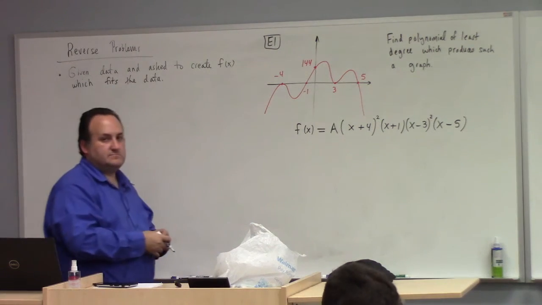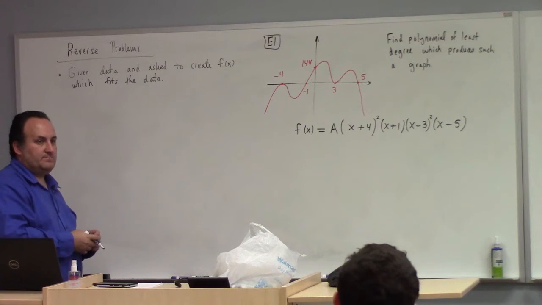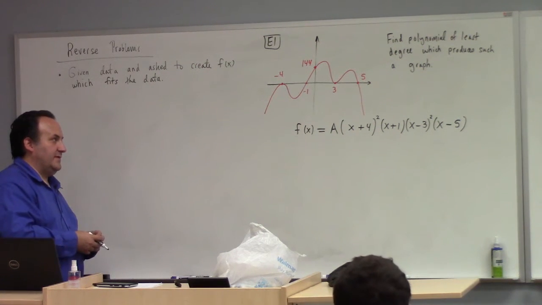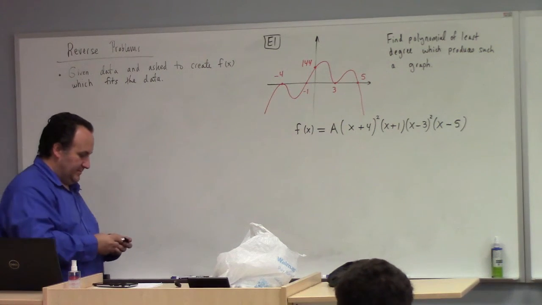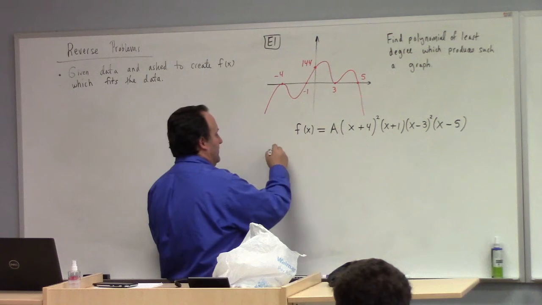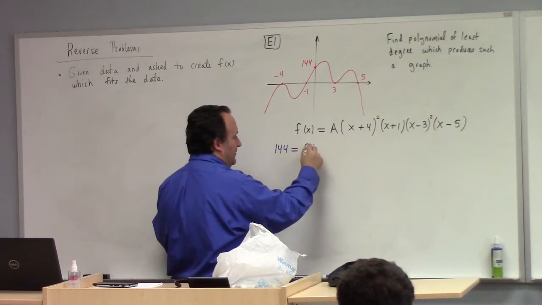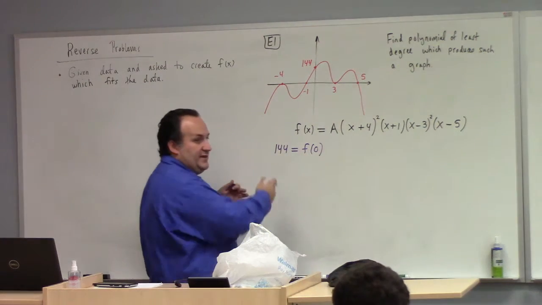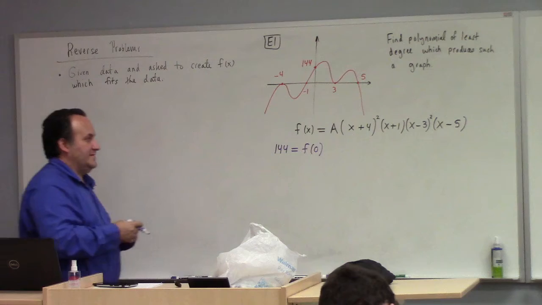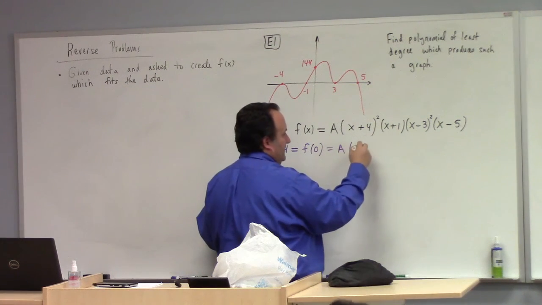That will work. Now, we need to pin down what this value is for A, though. All right? So how do I figure that out? What does 144 mean on that graph? Notice that it's the y-intercept, which means 144 is equal to f of 0. When we plug in 0, we get out 144. So that's going to be equal to A, 4 squared, right?